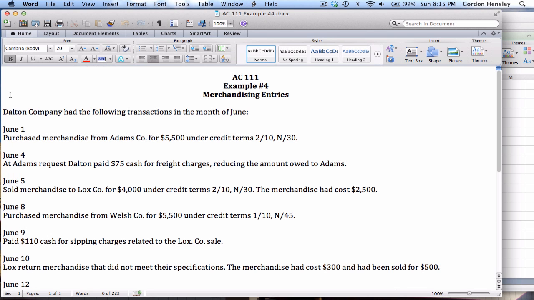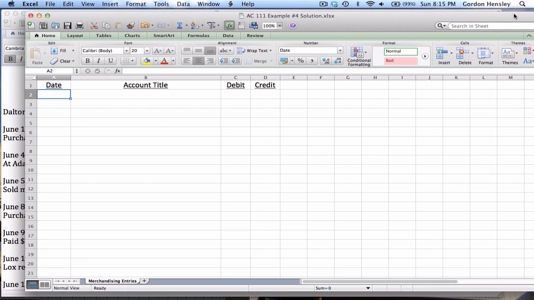The very first transaction took place on June the 1st. They purchased merchandise from Adams Company for $5,500, and the credit terms being quoted are 2/10, n/30. So this occurs on June the 1st. This is a purchase of merchandise, and it's on credit. The amount involved is a single amount of $5,500.